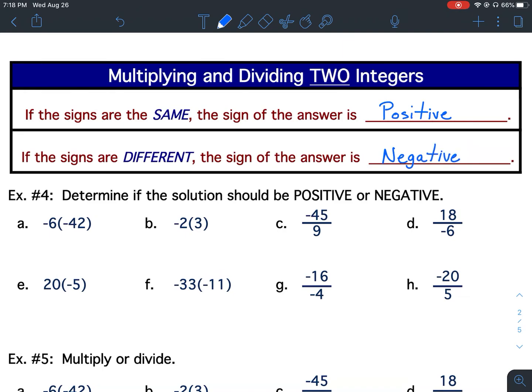For example 4, it says determine if the solution should be positive or negative. It's not asking you to find the numeric solution. It just wants you to determine, will that answer be positive or will that answer be negative? If it's positive, let's put a P, and if it's negative, let's put an N.